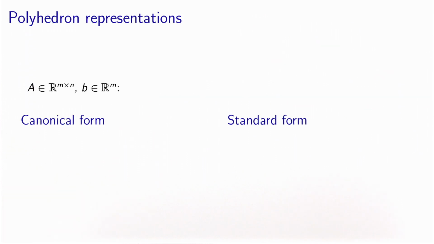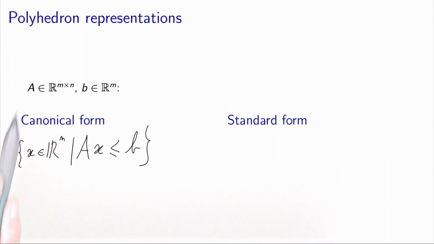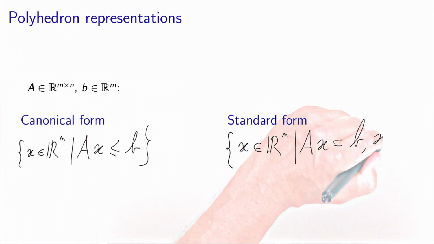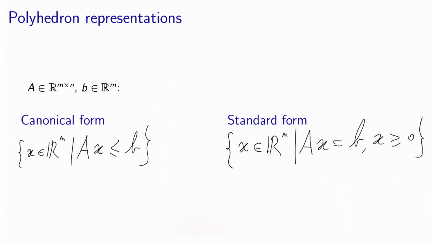Now there are various ways to represent a polyhedron. The first way is called the canonical form, and this is the form that I used in the definition. The canonical form is the set of x in Rn such that Ax less or equal to b, where A is a matrix of m rows and n columns, and b is a vector of Rm. Another way to represent a polyhedron is called the standard form. The representation in standard form is the set of x in Rn such that Ax equals b and x is non-negative. These are two possible representations of a polyhedron. The canonical form will be most helpful to derive some geometrical intuition about the polyhedron, while the standard form will be helpful to do some linear algebra manipulation of the polyhedron.